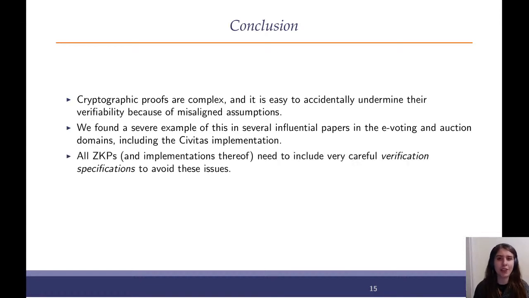The moral of the story is that all of the implementations you provide for your zero-knowledge proofs need to include extremely careful verification specifications. They need to explicitly explain: this is what you do to verify the proof. This is how you handle corner cases. This is one way that we can try to avoid these issues.